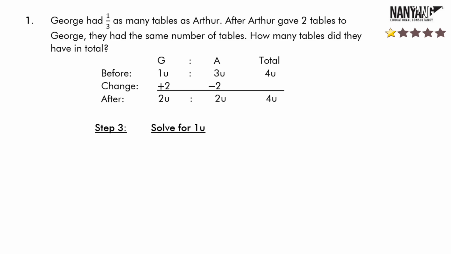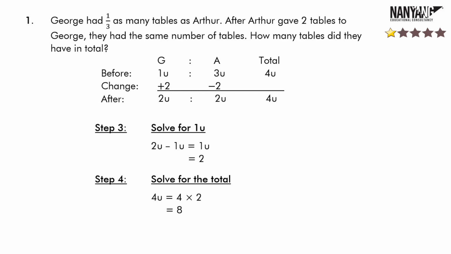Now let's look at the change. We can see George's change, which is after minus before, we get 2 units minus 1 unit equals to 1 unit. That's a change, which is, as the question states, 2 tables. Lastly, we can finally solve for the number of tables they have in total, which is 4 units. 4 times 2, we get 8. So they had 8 tables in total.